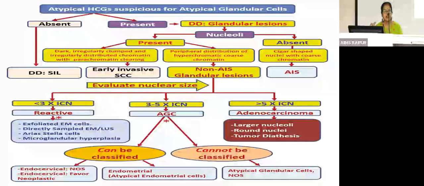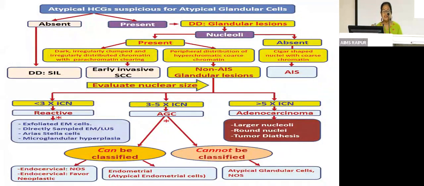Now, these atypical glandular cells, you may or may not classify depending on what you are seeing on the morphology. If you can classify them on morphology as endocervical, you call them atypical glandular cells, endocervical, NOS, or favor neoplastic based on further features, or endometrial, atypical endometrial cells. Sometimes you cannot make this distinction between endocervical, endometrial, or any other kind of atypical glandular cells. Then you put it into the category of atypical glandular cells, NOS, not otherwise classified.